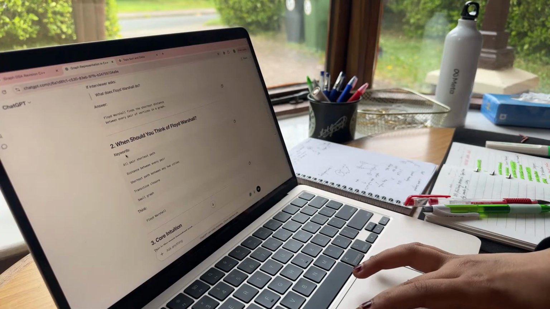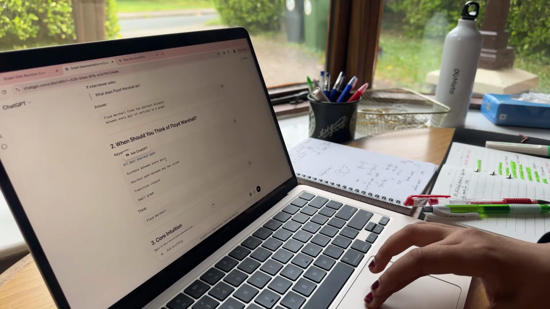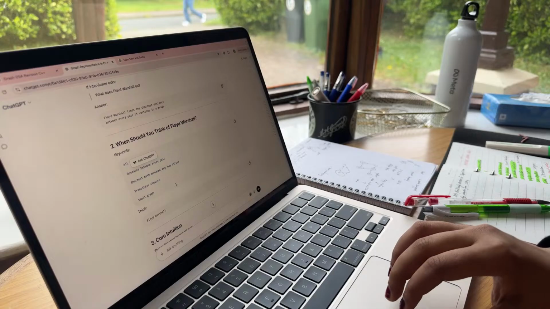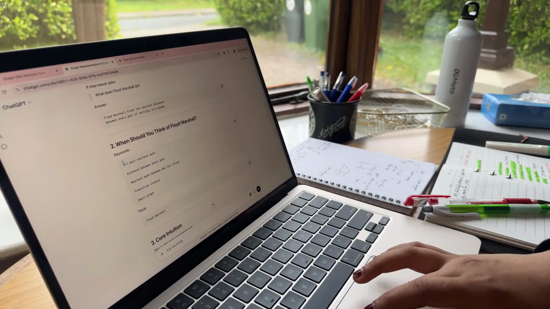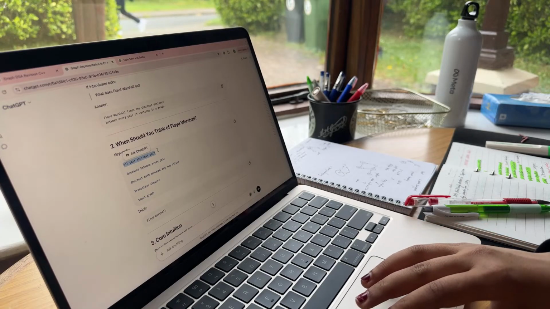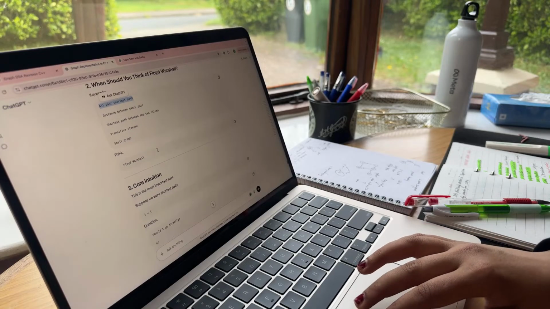When should you think of Floyd-Warshall? All pair shortest path, distance between every pair, shortest path between all cities, small graph. Okay. When we need all pair shortest path, then obviously, because it is multi-source shortest path.